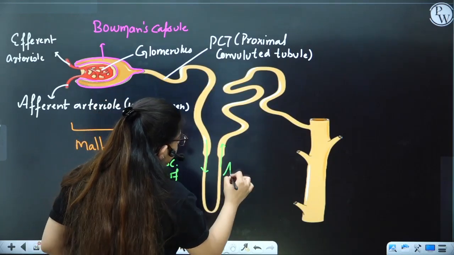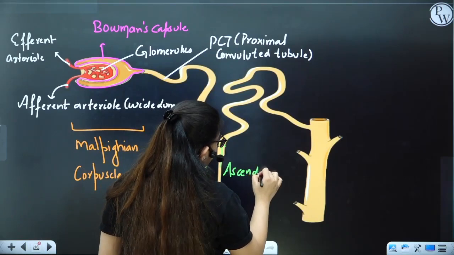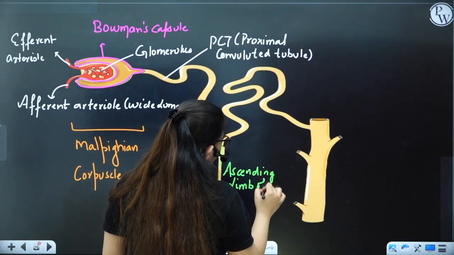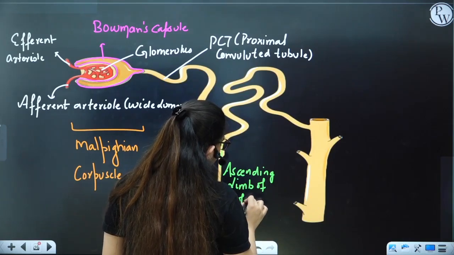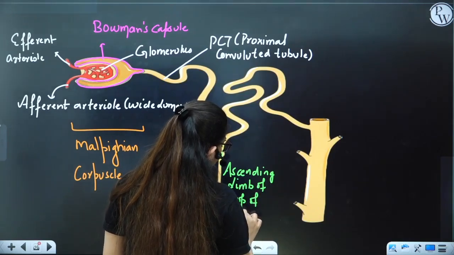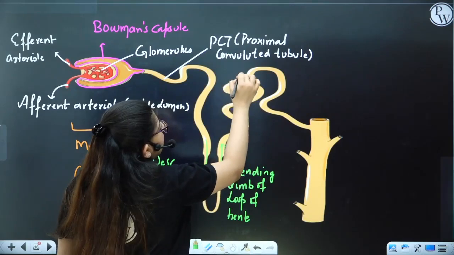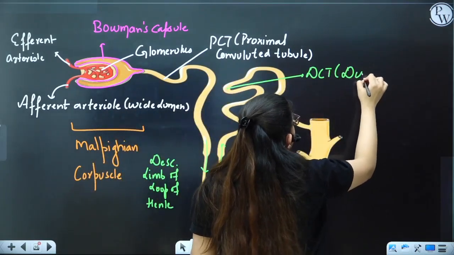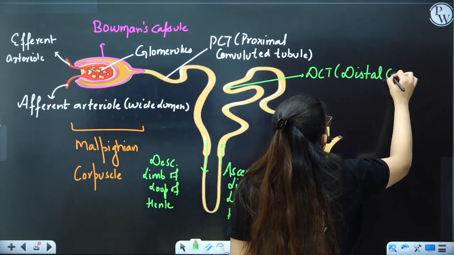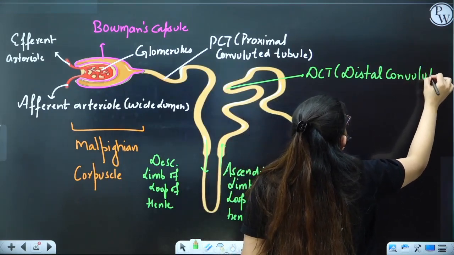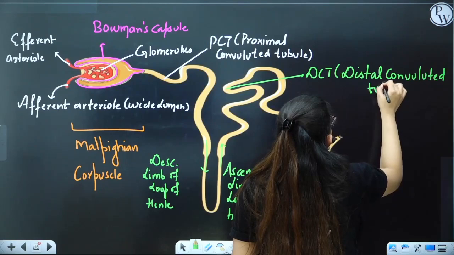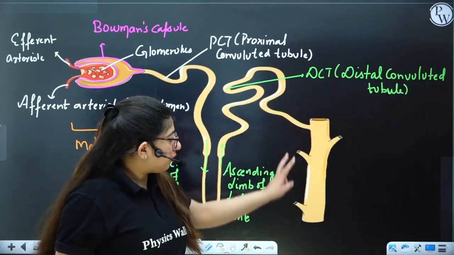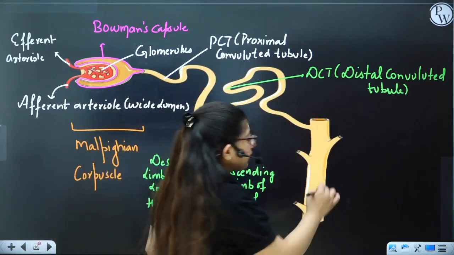And this is the ascending limb of loop of Henle. Then we have this again wavy structure known as DCT, distal convoluted tubule. This distal convoluted tubule will then open into this larger duct known as collecting duct.